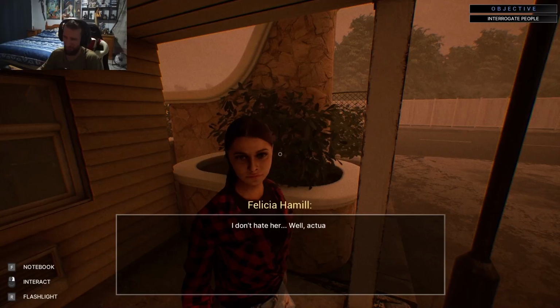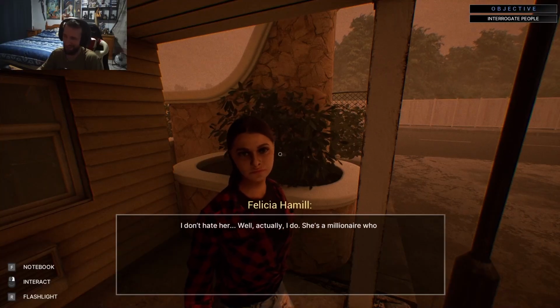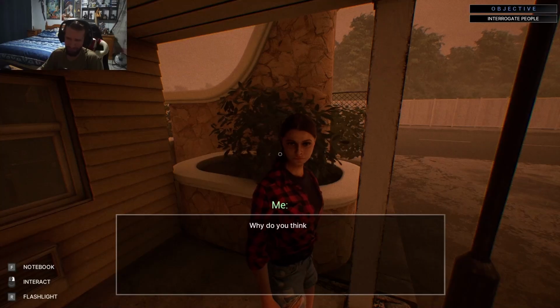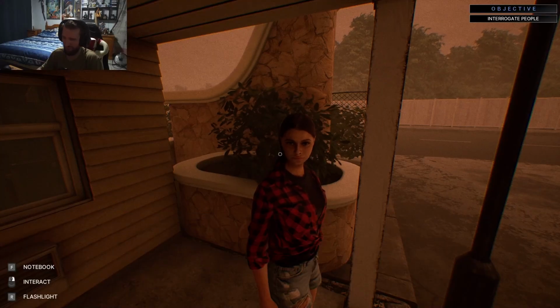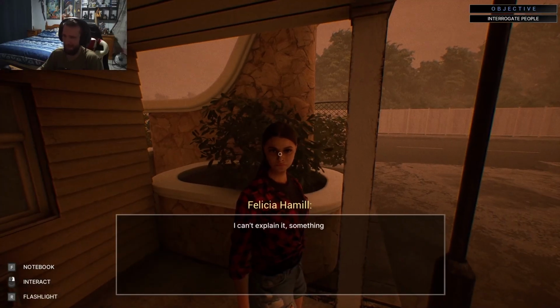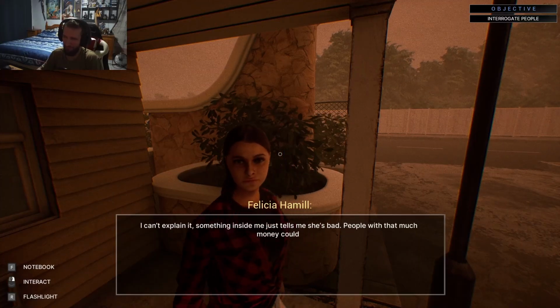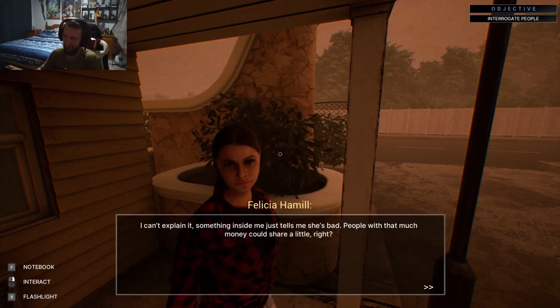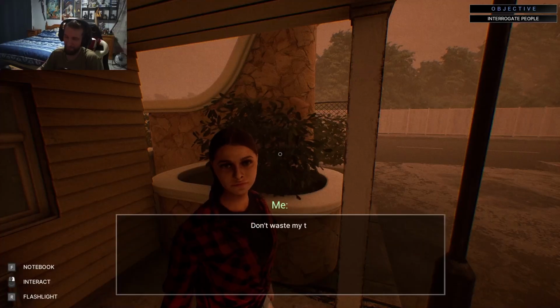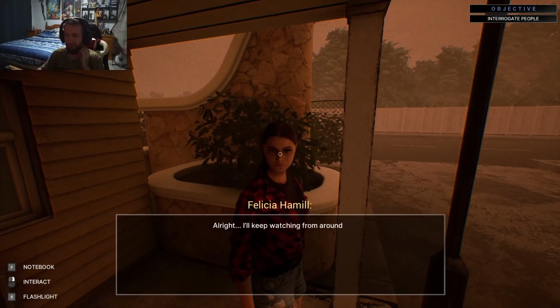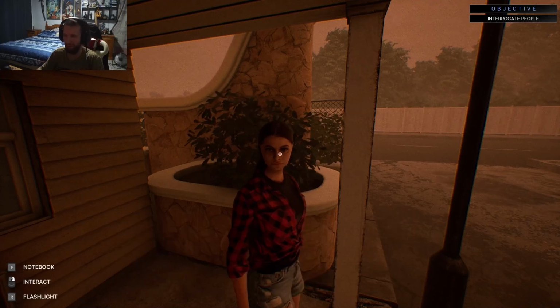I don't hate her. Well, actually, I do. She's a millionaire who doesn't deserve what she has. Okay? Why do you think she doesn't deserve it? I can't explain it. Something inside me just tells me she's bad. People with that much money could share a little. Right? I don't waste time. Alright, I'll keep watching from around here.